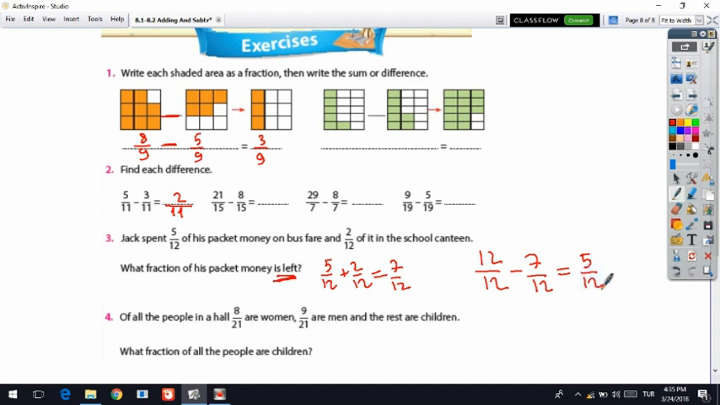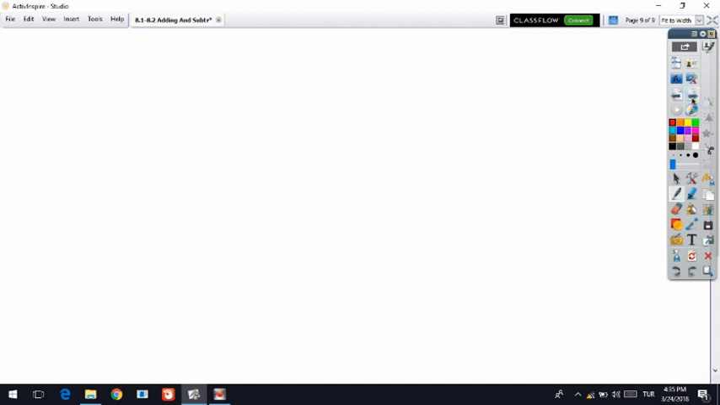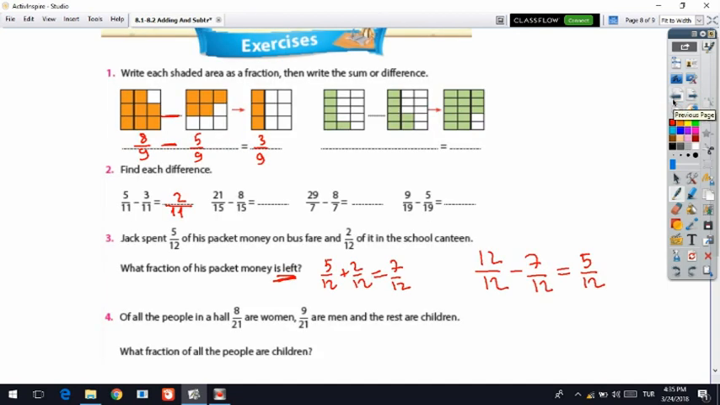Okay, of all the people in a whole, 8 over 21 are men, the rest are children. So a little bit of a problem we have in this question, that's enough. Okay, so we don't have any page for the next, that's enough, I am sure. So you understood well. Okay, so that's enough.